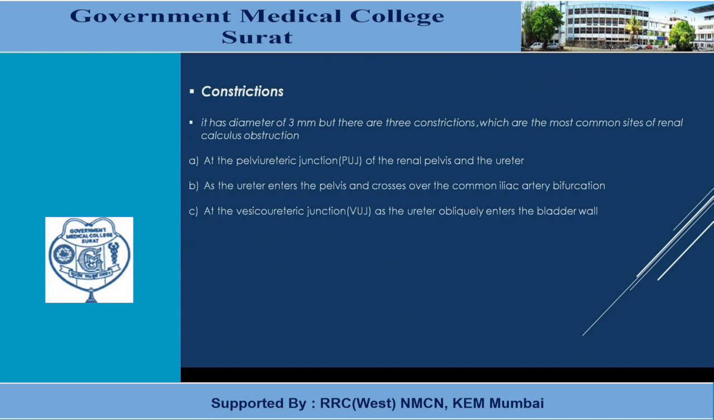In a normal individual, the ureters have three constrictions. One is at the pelviureteric junction of the renal pelvis and ureter. The second is where the ureter enters the pelvis and crosses over the common iliac artery at the bifurcation. The third is at the vesico-ureteric junction, where the ureter enters the urinary bladder.